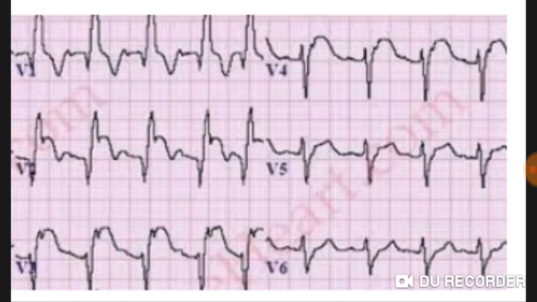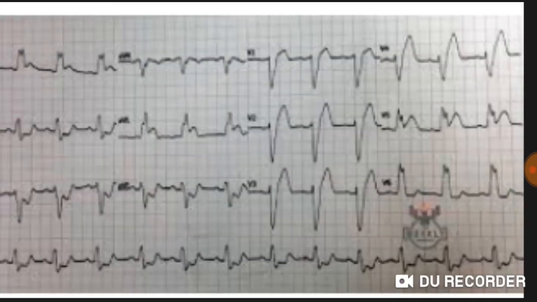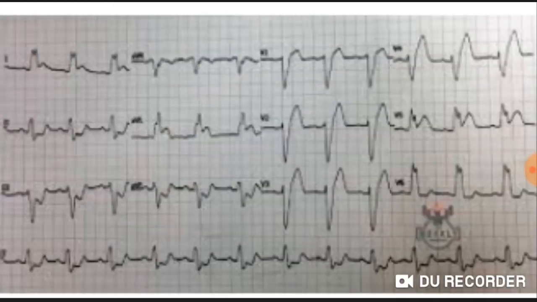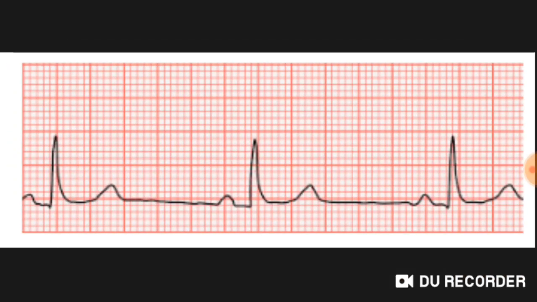Okay. What is this? This ECG represents M waves in V1, V2 and V3, and W waves in V5, V6, V4. This is right bundle branch block. And see this: W waves in V1, V2, V3, M waves in V5, V6. So this is left bundle branch block.